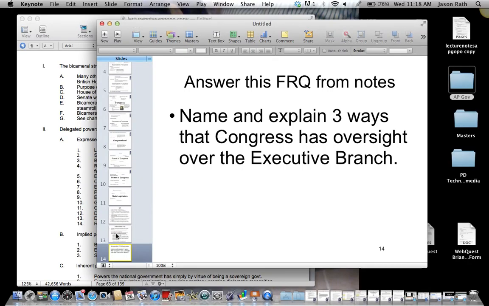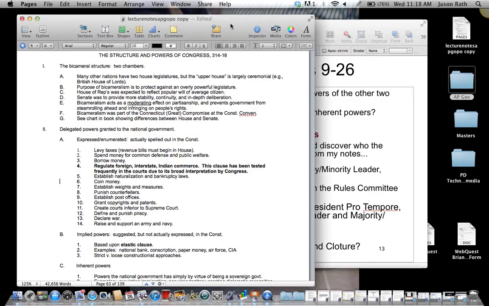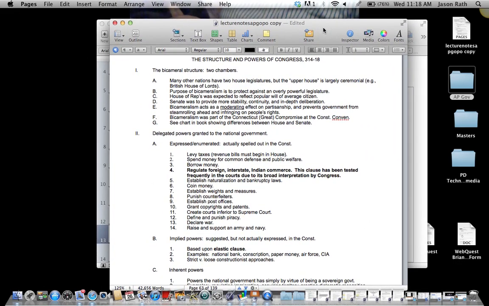I'm going to go to my notes. Let me first do this. So here are our notes. So the structure and power of Congress. Again, we have 2 chambers. We've talked about a lot of this stuff right here.